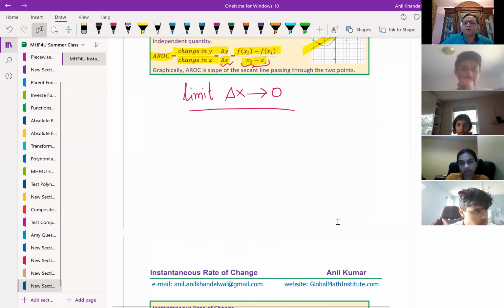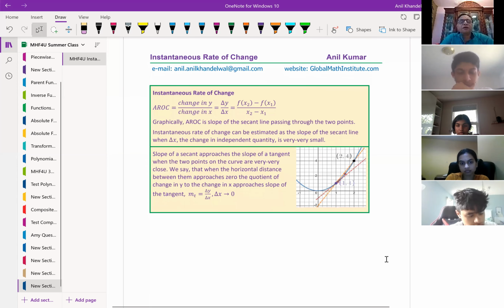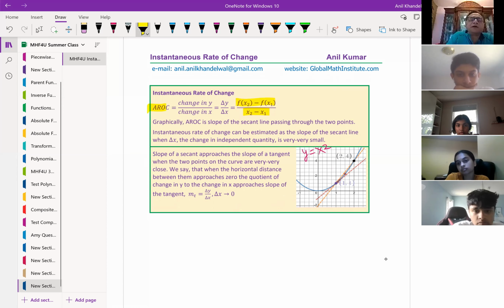So here is what I was trying to explain, right? What we have done here is we are going to see what is the instantaneous rate of change at a point on the curve. For simplicity, we have taken a very simple example, which is y equals x squared, right? So we know that the rate of change is basically f of x2 minus f of x1 divided by x2 minus x1.